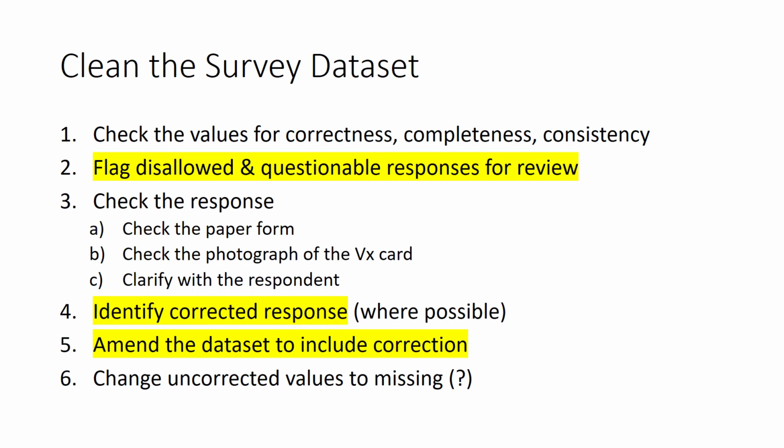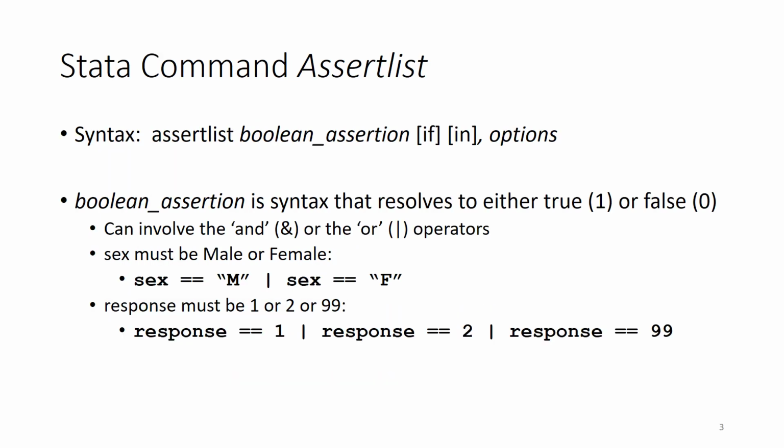Assertlist is intended to accomplish the tasks that are highlighted here. It lets you flag rows in the dataset that have questionable responses and set them aside for review. If you identify a value that should be corrected and put it into the spreadsheet that Assertlist makes, then you can save that and the spreadsheet will automatically create Stata syntax, which you can turn around and use to amend your datasets to include the correction. So Assertlist fits nicely in the workflow that we've been describing in this video series.